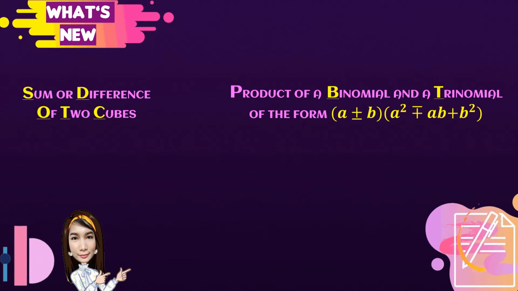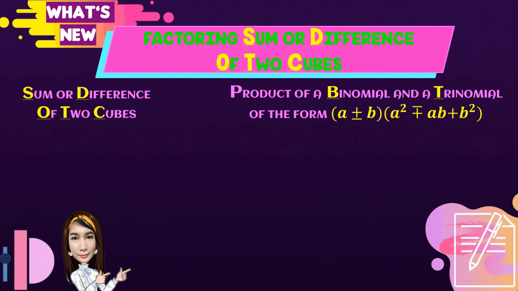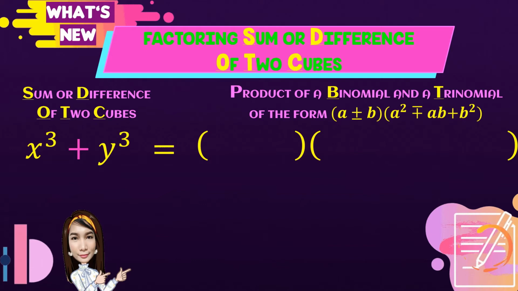What's new? As I have said, factoring is the reverse of multiplication or getting the product. So factoring a sum or difference of two cubes is equal to the product of a binomial and a trinomial of the form the quantity of a plus minus b times the quantity of a squared minus plus ab plus b squared. Now let's have the sum of two cubes, given x cubed plus y cubed, and that is equal to the product of a binomial and a trinomial.